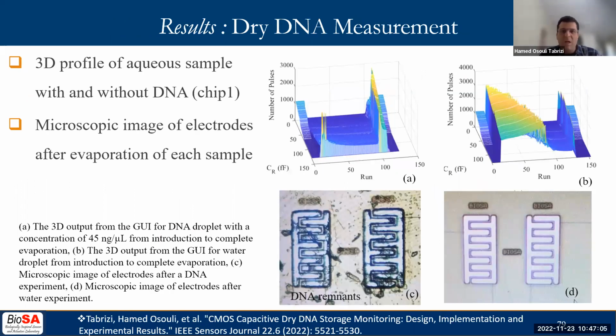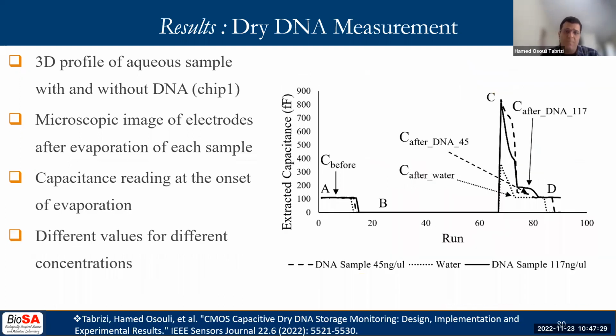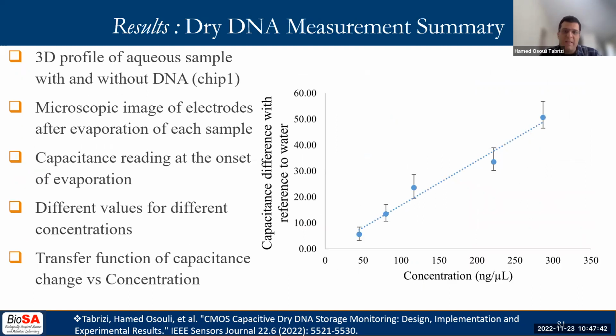This is the experimental result. Using chip 1, we have obtained the 3D profile of an aqueous sample with DNA, shown on the top left, and without DNA, shown on the top right. Microscopic images of the electrodes show DNA colonies remaining on the chip after evaporation of a 0.7 microliter droplet that contains DNA. In this image, we see capacitance readings which show different values at the onset of droplet evaporation for droplets with different concentrations of DNA.